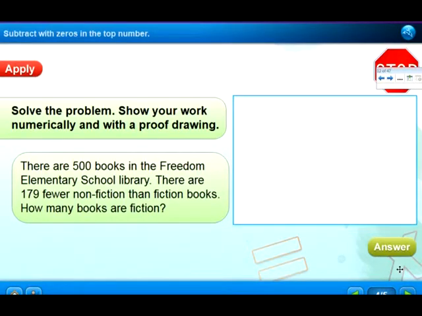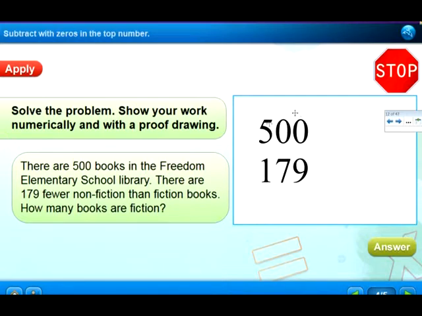Let's try to solve this problem. We have 500 minus 179. And what I did was I saw this 500 in the story problem and this 179. Now you need to stop, see if you can figure this out on your own before we do it together. Well, looking at this problem, I need to figure out how to do this.